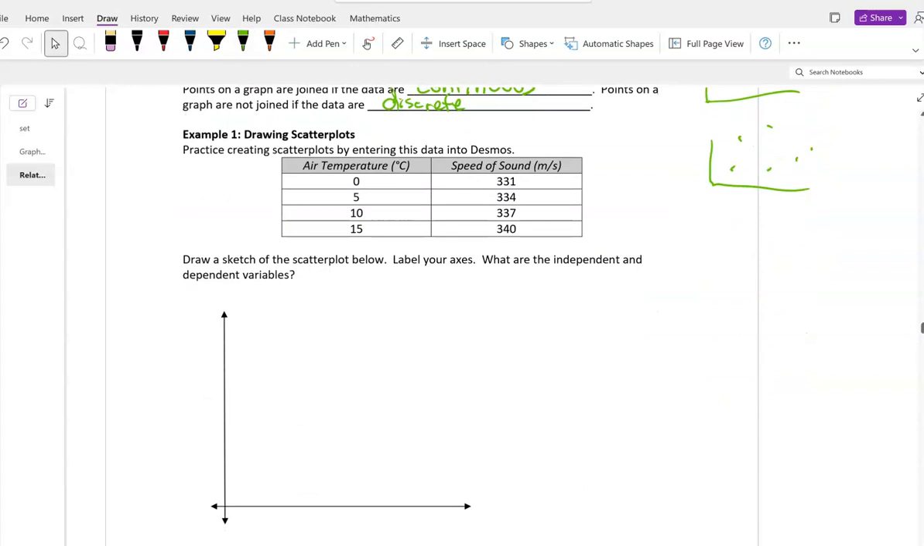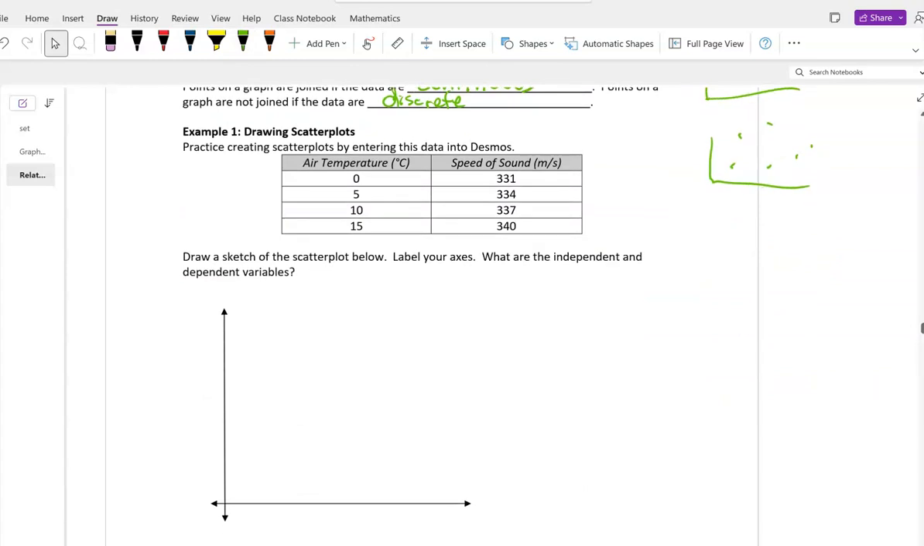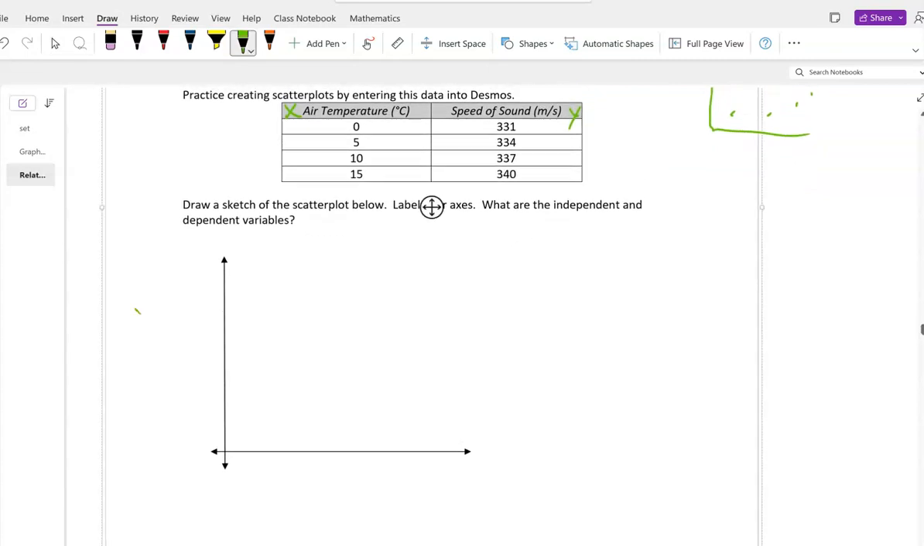Let's now do an example of a scatter plot. And as I said, this is actually a linear relation. You're going to see what I mean. Okay, so air temperature, speed of sound. Usually when in doubt, we're going to let the first one be x and the second one be y. So this means that the speed of sound would depend on the air temperature. Okay, so I guess the warmer it gets, the faster the speed of sound is.